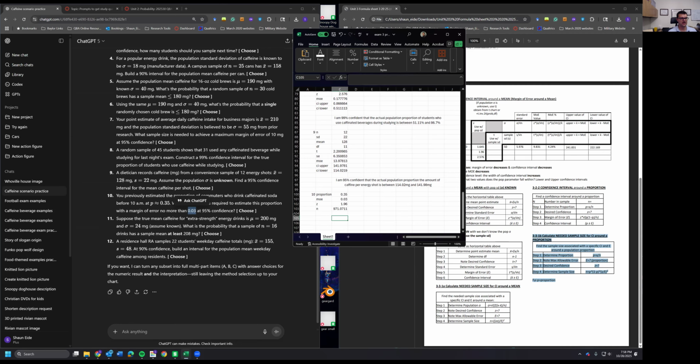So if we look at how to interpret this, we're going to say for number 10, 95% confident of the confidence interval for the proportion of commuters who drink soda before 10 a.m. With a max allowable error of 0.03, a sample size of 972 is needed.